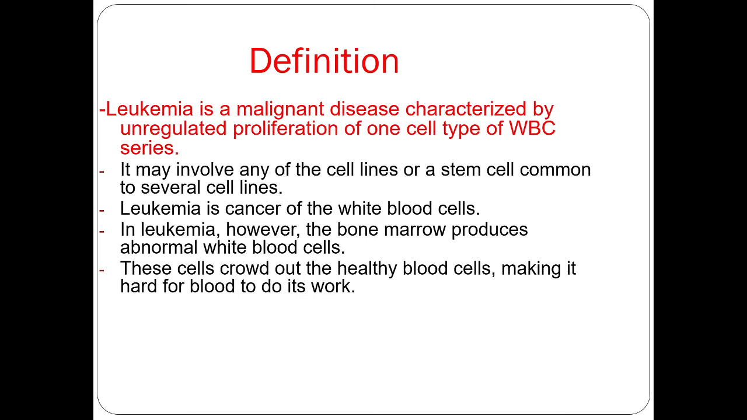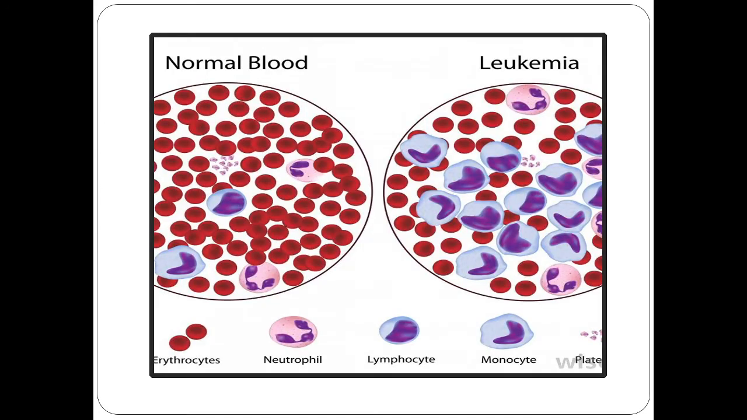In leukemia, the bone marrow produces abnormal white blood cells. These cells crowd out the healthy blood, making it hard for the blood to do its work. This is the normal blood and this is the leukemic blood, which contains the immature cells.